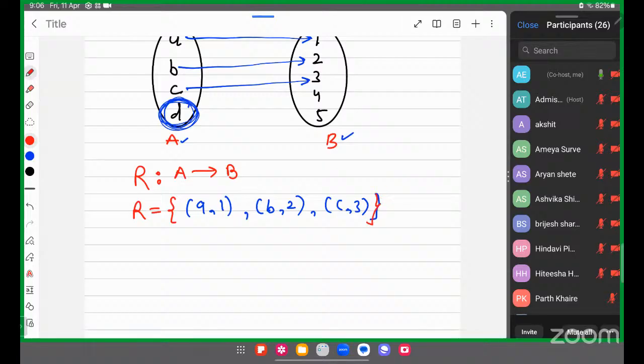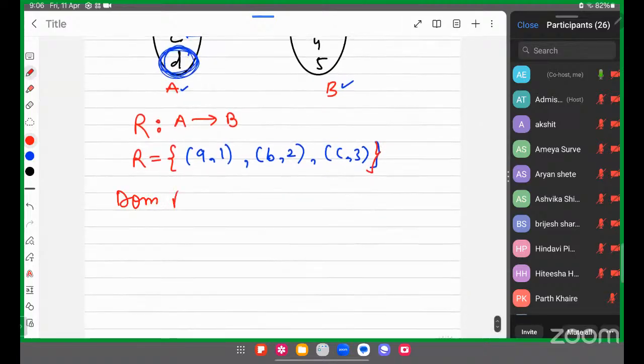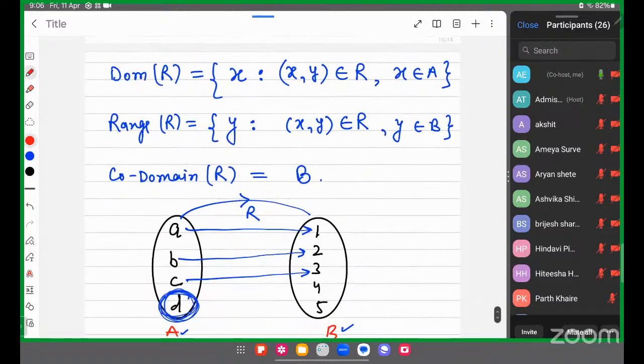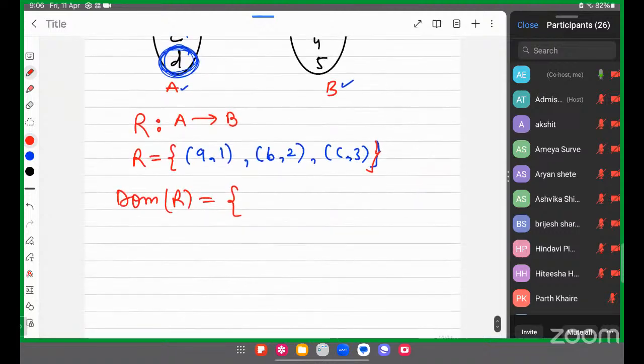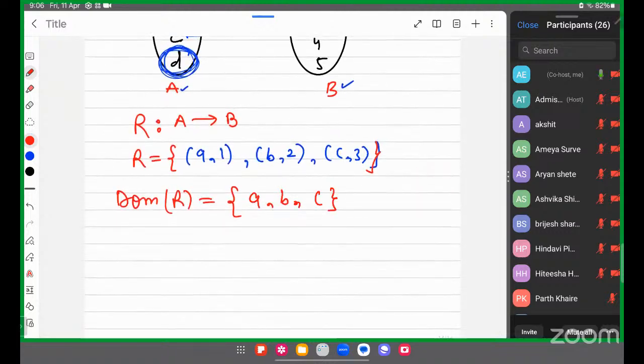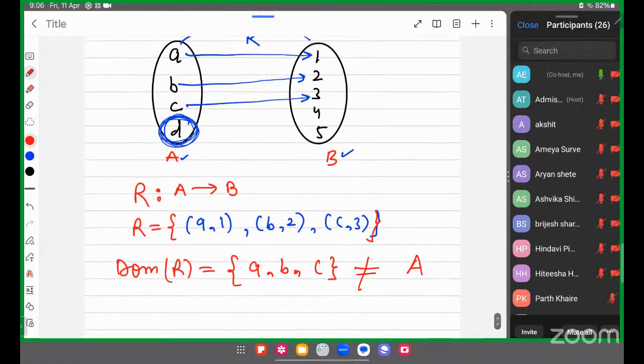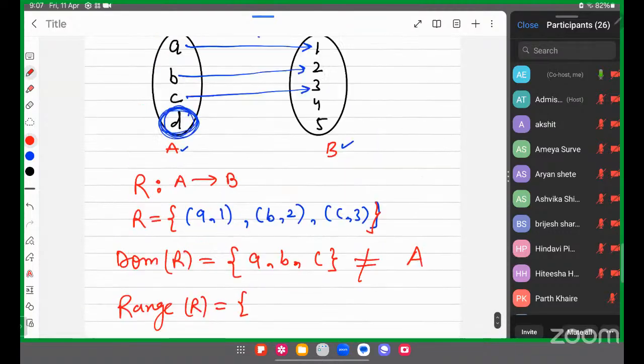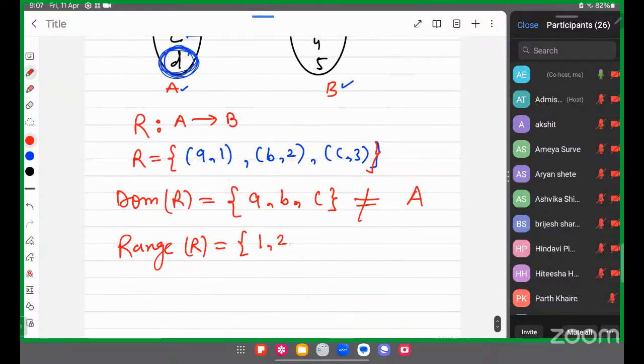In this case, if I ask you what is the domain of relation R, the domain of relation R will be the first element of the ordered pair according to this definition. (x, y), x we will take as domain. So the domain will be A, B, C, and you can clearly say that the domain of relation R in this particular case is not the set A. So it may or may not be. You have to check whether all the elements are connected or not. What will be the range of relation R in this case? Yes, relation R will have range as 1, 2, 3.